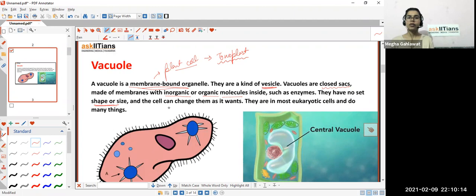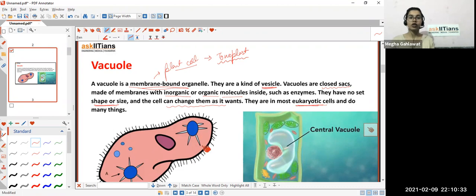And the cell can change them as it wants, completely dependent upon the type of the contents which need to be stored, okay? And they are present mostly in the eukaryotic cells, and they do multiple things, okay? Like multiple things. We'll be discussing their functions too, right?